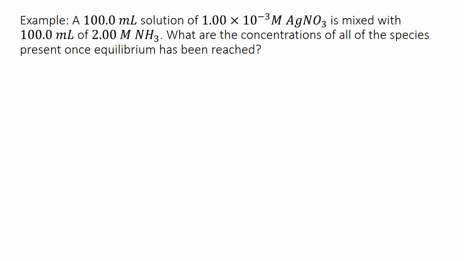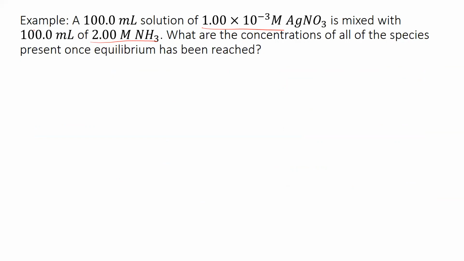In this practice problem, we're going to figure out, so if you have two solutions, one of 1 times 10 to the minus 3 molar silver nitrate mixed with another 100 milliliters of 2 molar ammonia. So in this case, again, you'll notice that the ammonia is much higher in concentration than the silver ion. So what are the concentrations of all the species present once equilibrium has been reached?